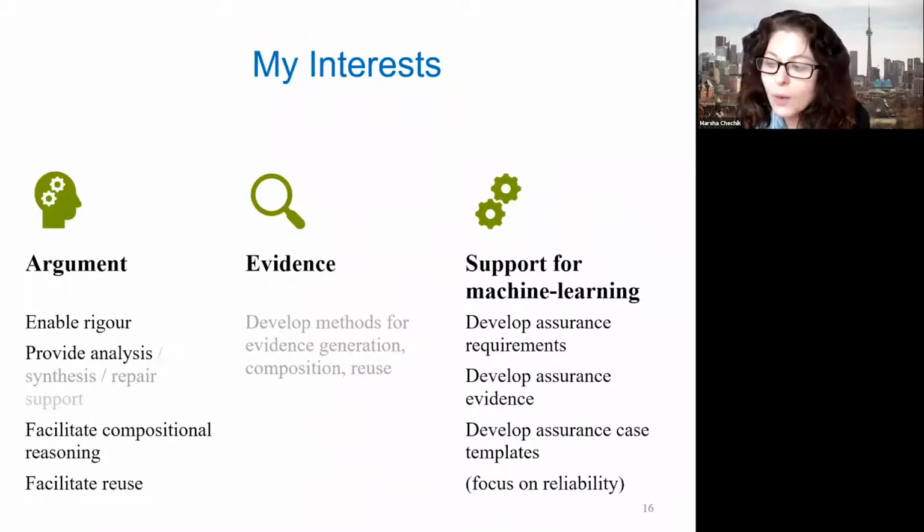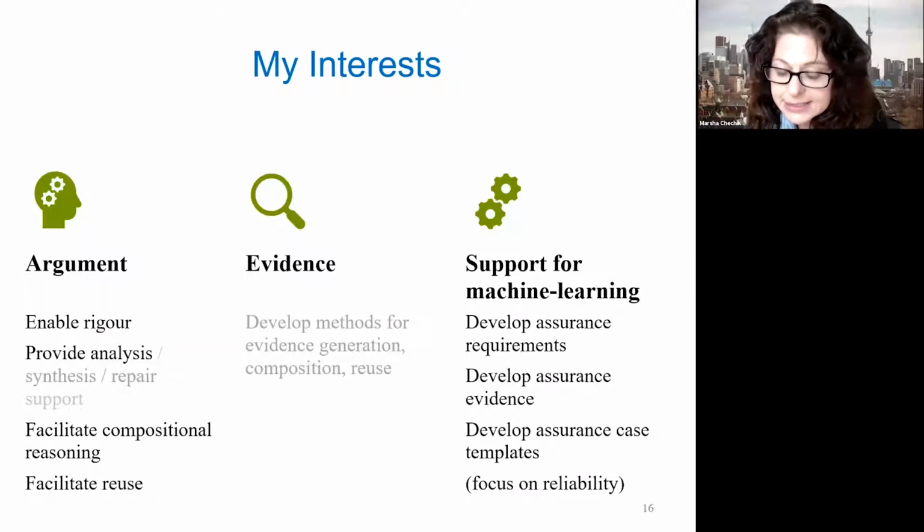So in this space, what I have tried to look at over the past couple of years is things related to the argument itself. So how do you establish that the argument is rigorous? What kind of analysis can be done on the argument? How can we think in pieces, compositionally or incrementally, as well as how to facilitate reuse of the argument, since software changes and safety changes and environment changes, and to what degree can we reuse what we already know about the safety of the system.